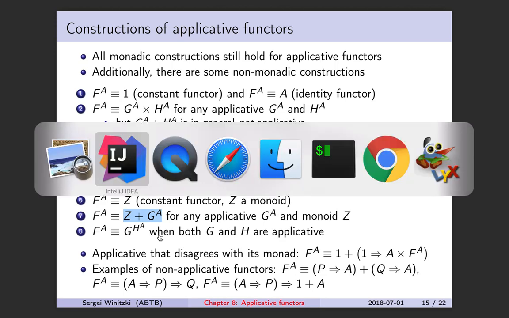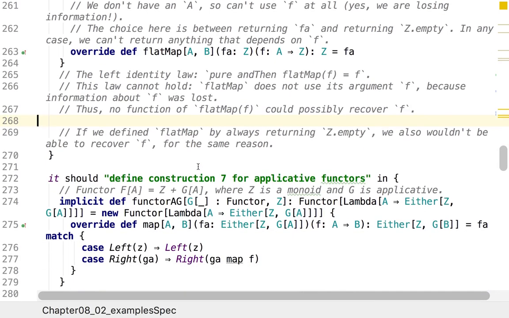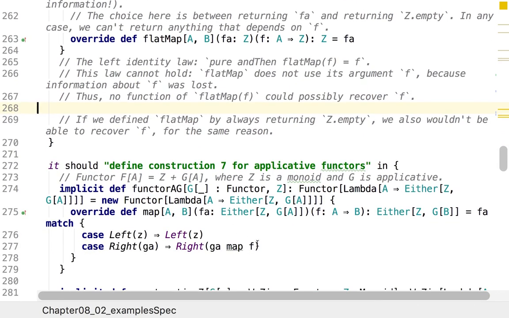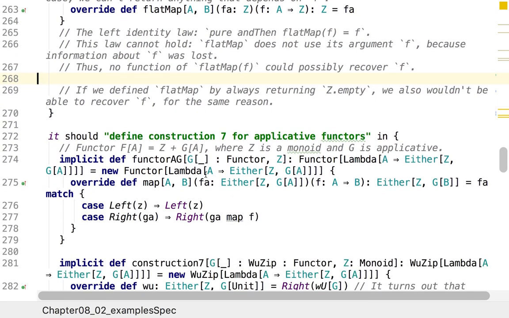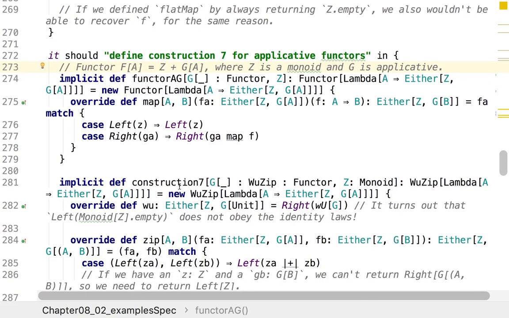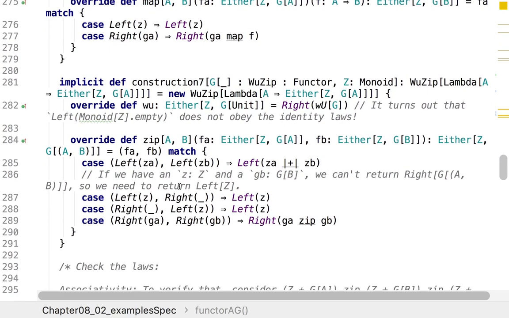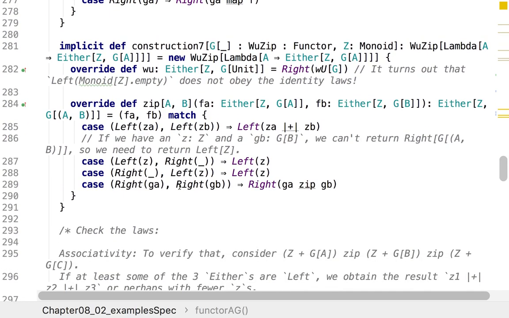Let's see how this construction works for applicative functors. So first we define the functor instance, which is standard. We just apply a function f to A under G using the map, or if we're in the left, we don't apply it. The Z value remains unchanged. So that's the standard implementation of the functor instance. So let's now look at the construction.